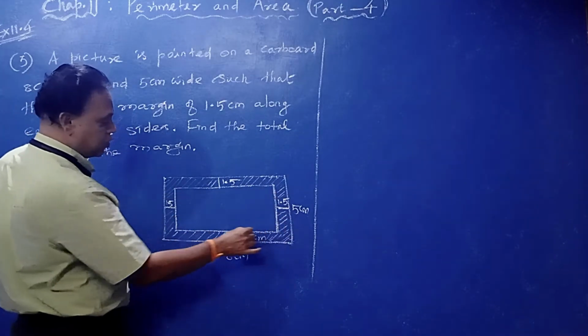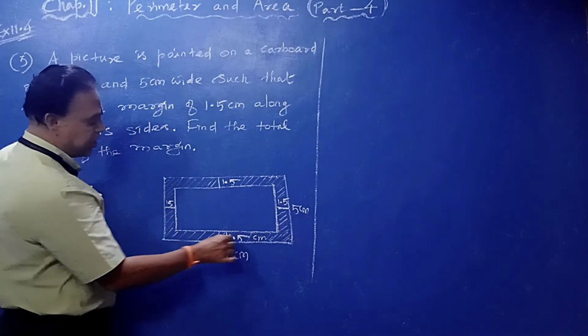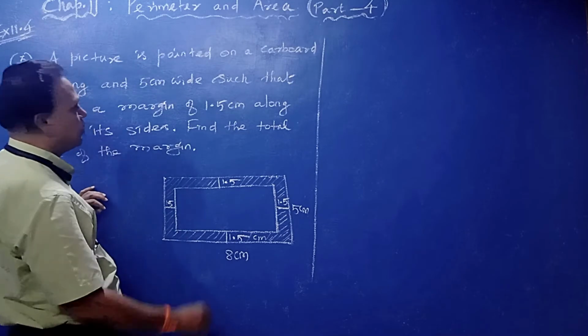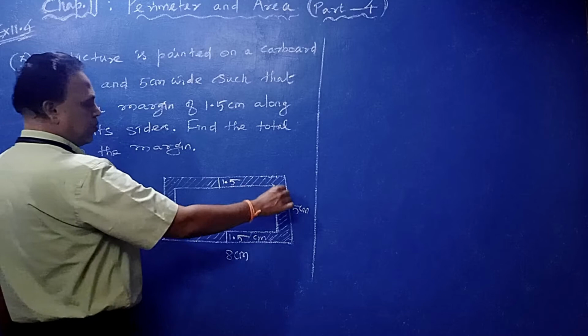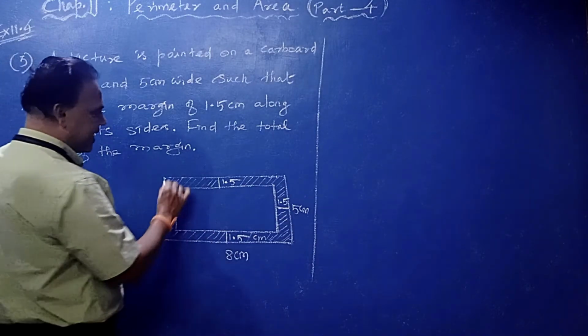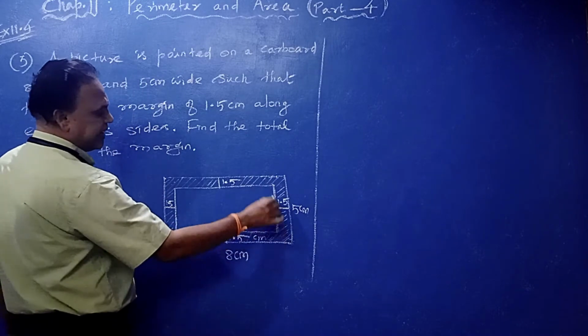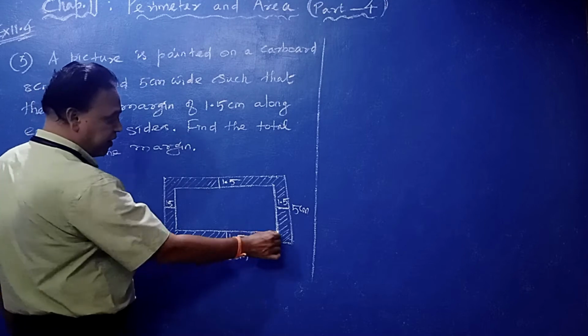You have to draw the margin like this, which means you will get the path. You have to find the area of this path, that is, the total area of the margin. That is equal to the bigger rectangle area minus the smaller rectangle area. The bigger rectangle's length and breadth are given. The smaller rectangle you can find from the picture itself, which is better.